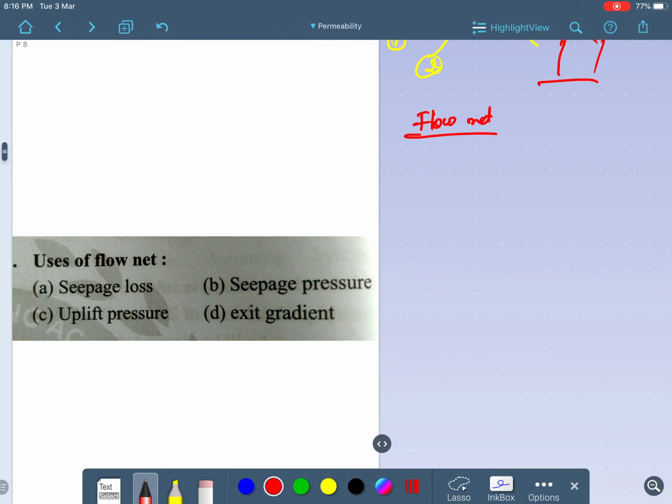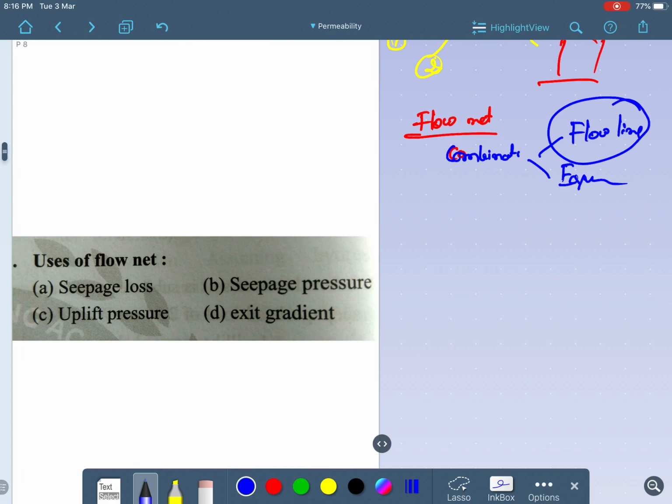Flow net is nothing but a combination of flow lines and equipotential lines. What is a flow line? A flow line is a path traced by an individual water particle. What is an equipotential line? An equipotential line is drawn perpendicular to the flow line so that it gives the constant head.